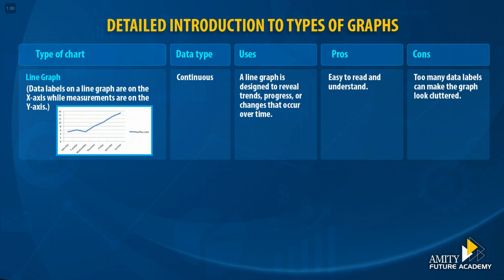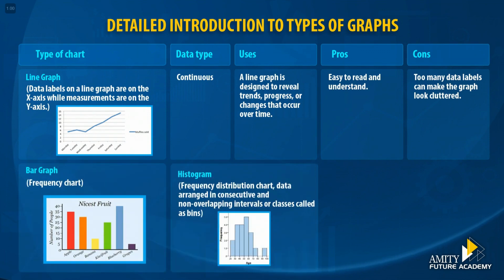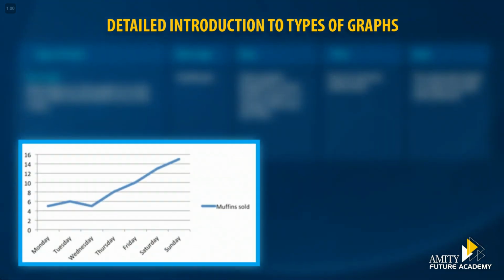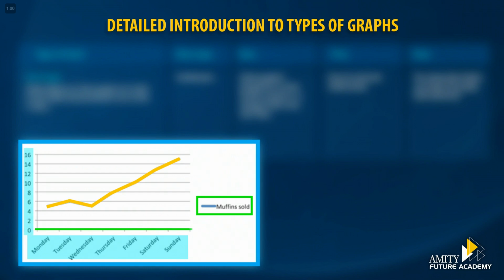So a line graph, a bar graph and a histogram work on the principle of a number line, wherein we have an x-axis and also a y-axis. Here I am trying to understand the muffins that have been sold in a week's time. My data labels are on the x-axis, whereas my measurements in quantity terms are on the y-axis. And here it tells me that on Monday I was able to sell 5 muffins and on Tuesday I was able to sell 6.